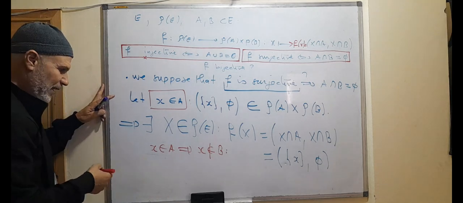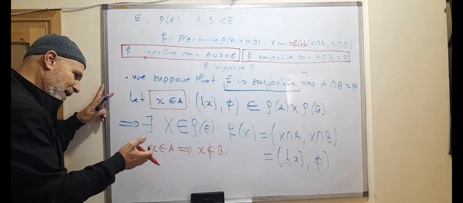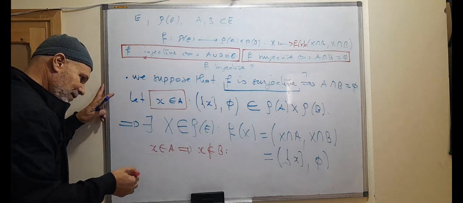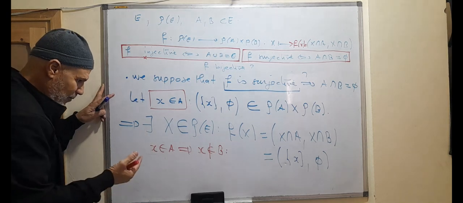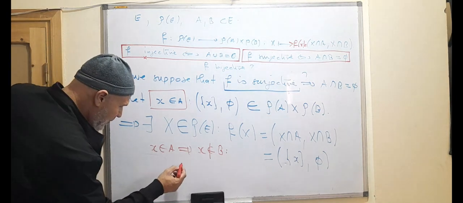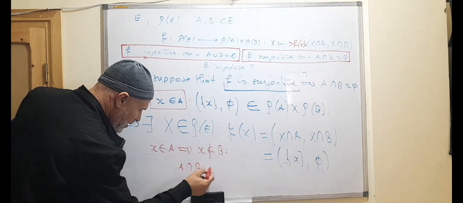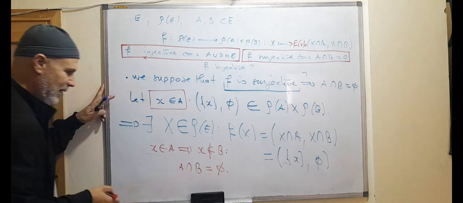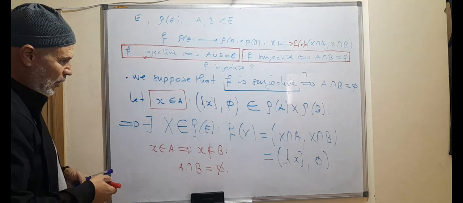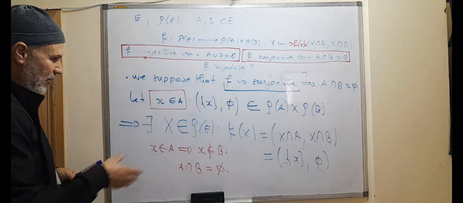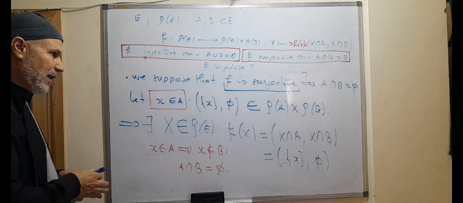This means that for each single x from A, we can do this. It is any given one. This means that A intersection B is an empty set. So we proved the second implication.